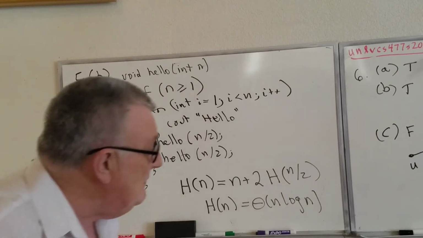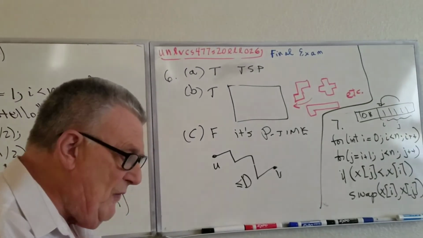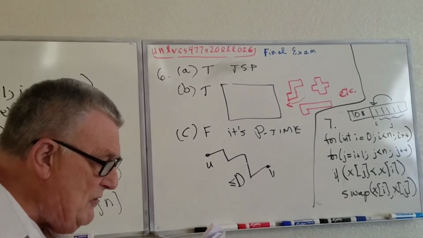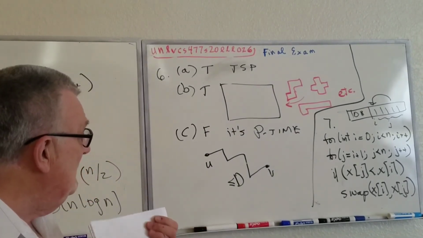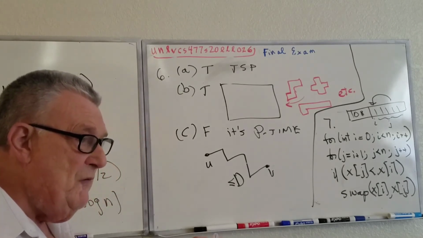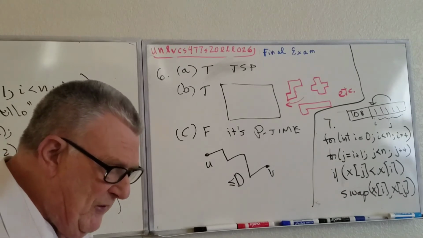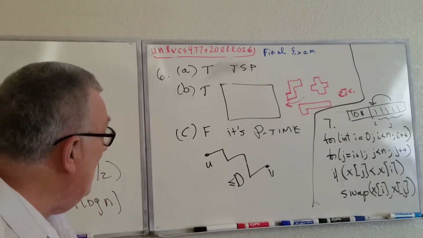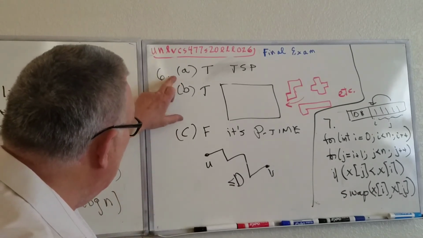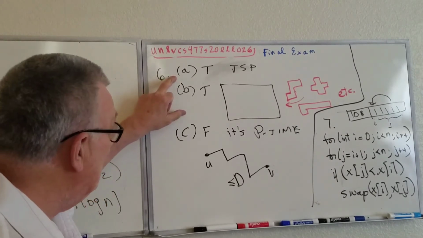All right, now let's go to problem 6. Here the question is, which of these 3 problems is known to be NP complete? So for example, if the problem is P, since we don't know whether P equals NP, we don't know for sure that it's NP complete. So the answer is false. All right, now the first one, 6a, that's nothing but the traveling salesman problem.